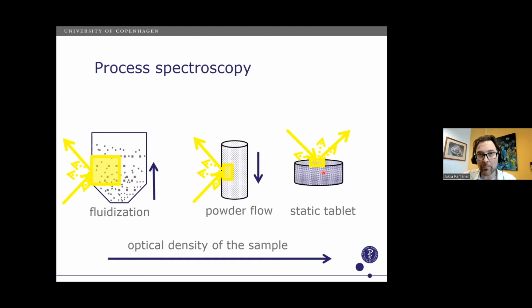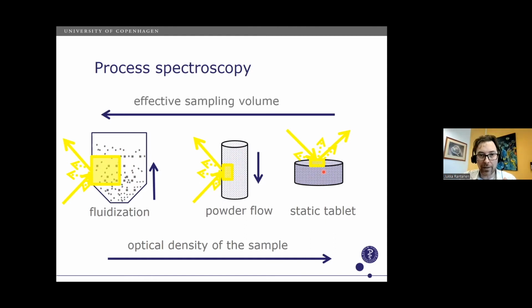And you should always think about how big a part of your dosage unit you are measuring. There is a concept of this effective sampling volume, that it is increasing in this direction when the optical density is decreasing in this direction. And of course, your process spectroscopic tool is useless if you are only measuring the very surface of the tablet. So you have to think about what is a relevant measurement for different cases, and then maximize the sampling volume so that you best describe something that is sized like a dosage unit.